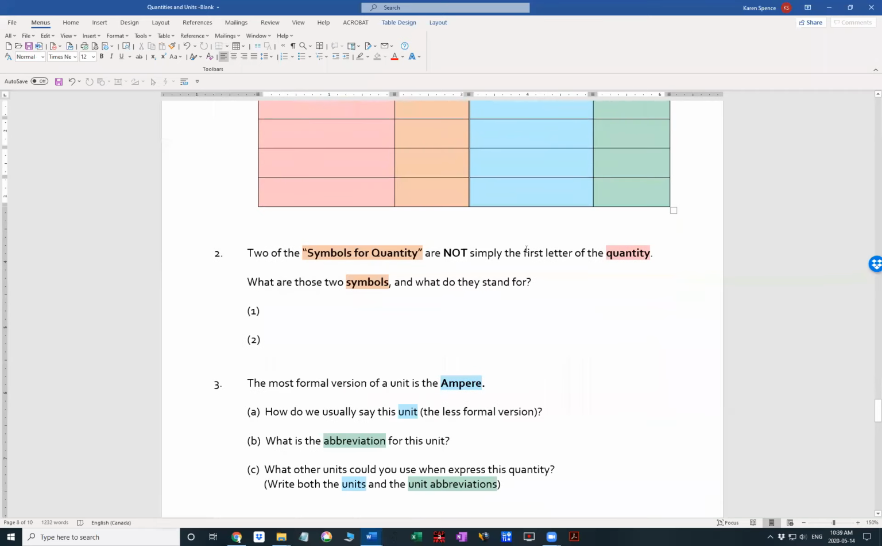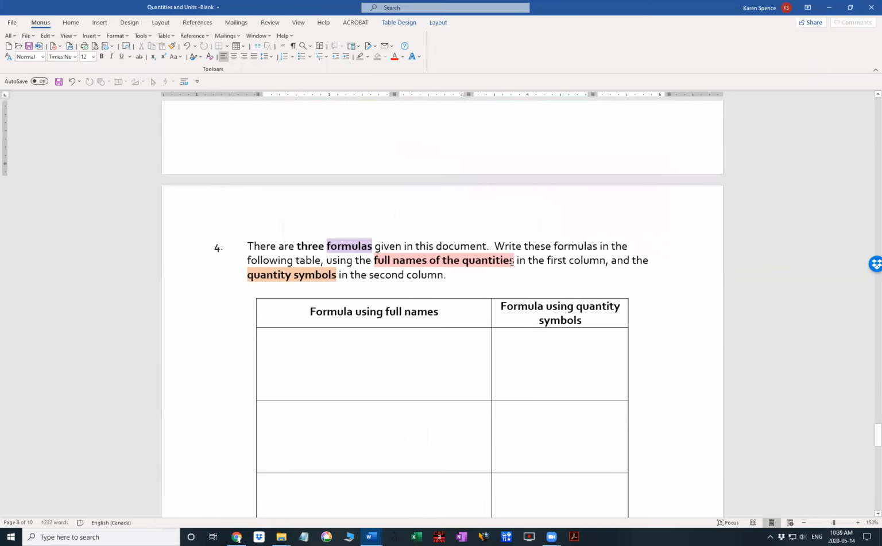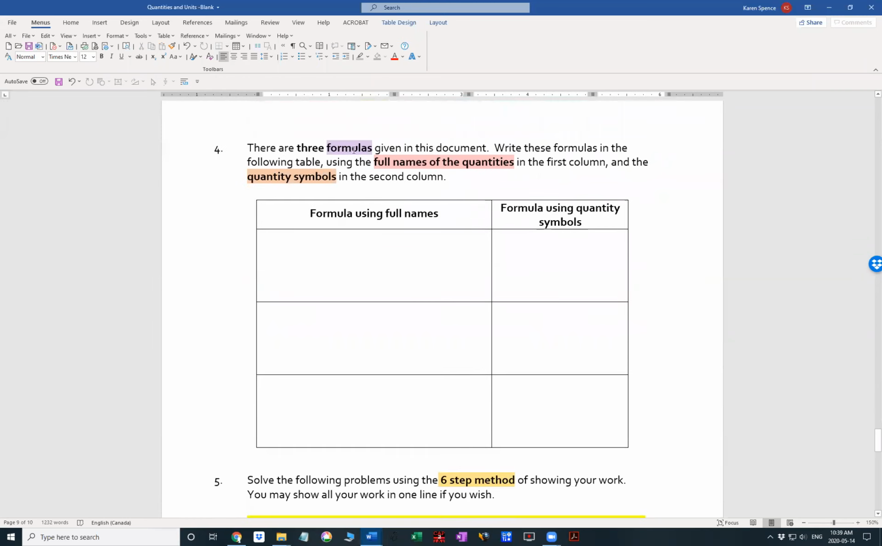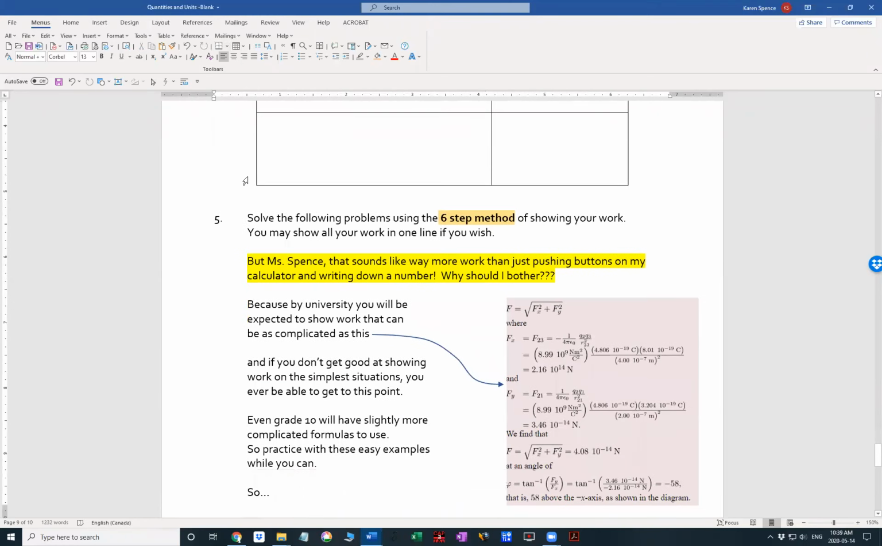There's a few more questions here. Okay, and then there's a place for you to write the 3 formulas given in this document. You're going to start by giving the full names of the quantities, and then over on the right, you're going to give the symbols. So you're going to write the formula 2 different ways. Finally, question 5. You should solve the following problems using the SIP-STEP method. You may show all your work in one line if you wish.